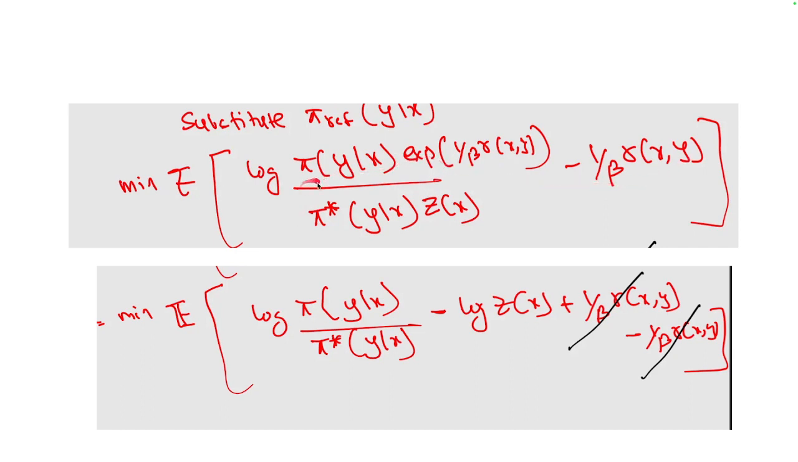Now you can use properties of log. Let's keep log pi y given x and pi star y given x together, and this is in the denominator. Log a by b is equal to log a minus log b, so this one comes to here, and log a times b is equal to log a plus log b. When you take a log of an exponent, you just get back this value. So you will get back this value, 1 by beta r of x comma y, and now this kind of cancels out. So you have canceled out the reward that you are trying to optimize in the objective. This is just an arithmetic trick here.